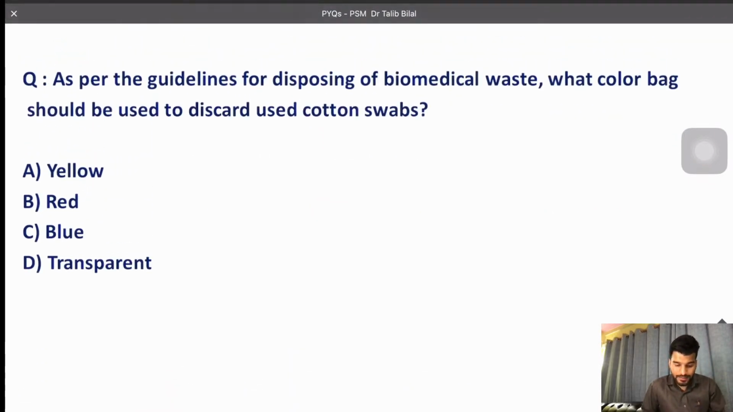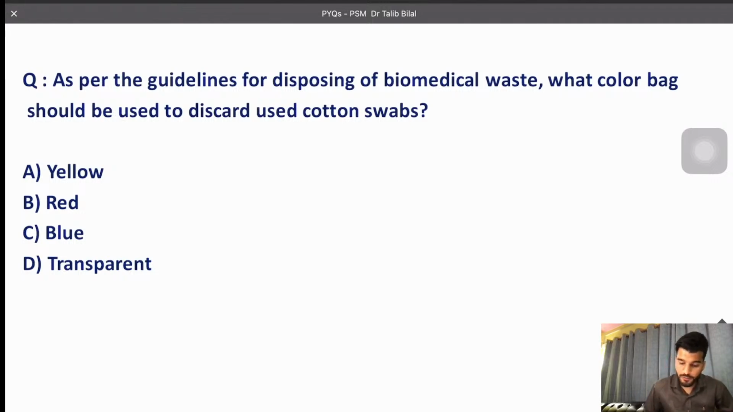As per the guidelines for disposing of biomedical waste, what color bag should be used to discard the cotton swabs? So for the cotton swabs, what is the color you will use? Yes, yellow color. Okay, yellow color.